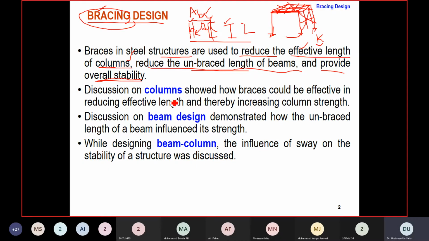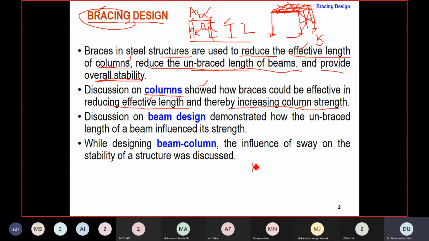Then you have the discussion on the columns. Once we have done the discussions in the column chapter, those discussions showed how braces could be effective in reducing the effective length and thereby increasing the column strength. Not only are we reducing the effective length by providing the bracings, but on the other side, we are also increasing the strength of the structural component.